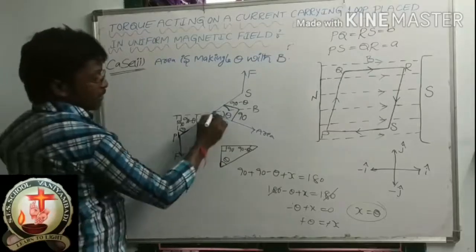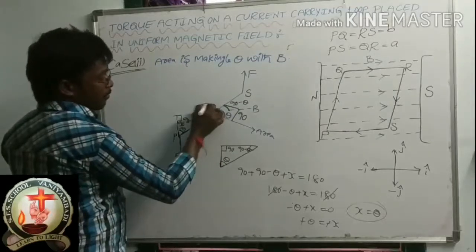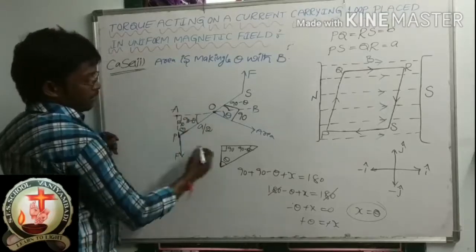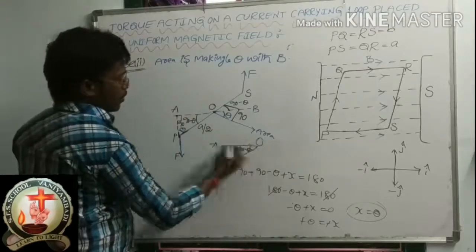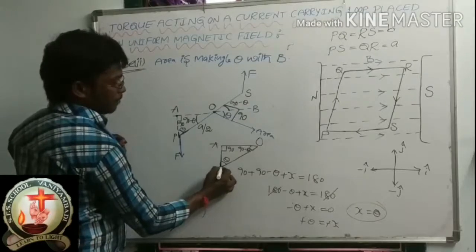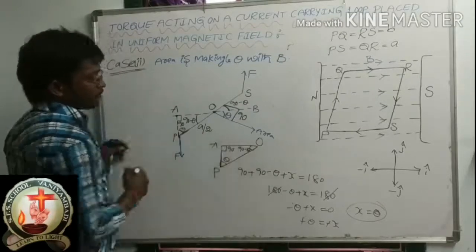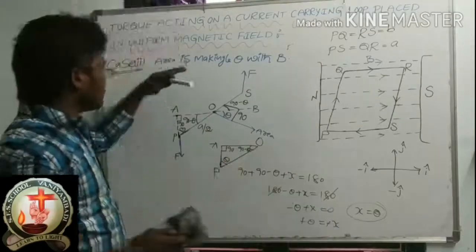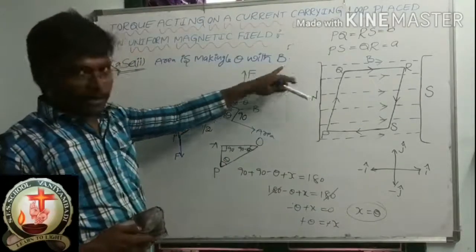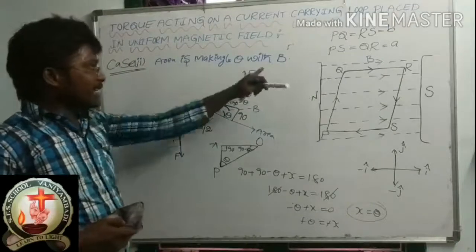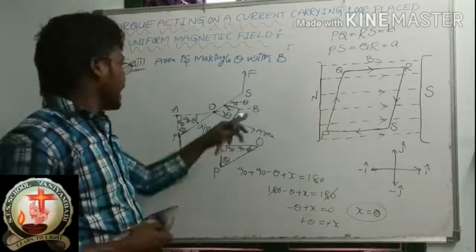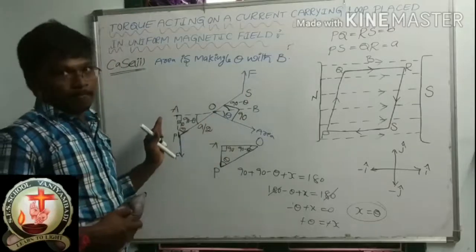Okay. Then if the midpoint is O, you can give one point here, this is A. This is A, O, and this one is P. This is the triangle. Now this is the condition: the area is making an angle theta with B. In this condition, what things will be happening? What are the possibilities?